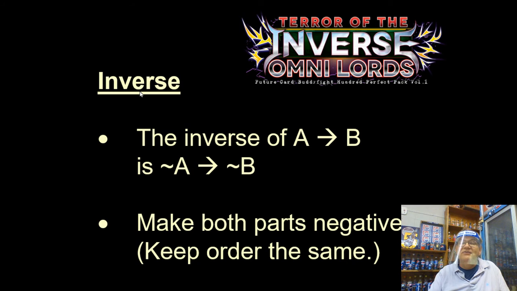And that leads into the second of the three things that we can have, which is the inverse. The inverse of if A, then B is if not A, then not B. Which basically just means that I put not in both parts. I make both halves of it negative, but I keep the order the same.